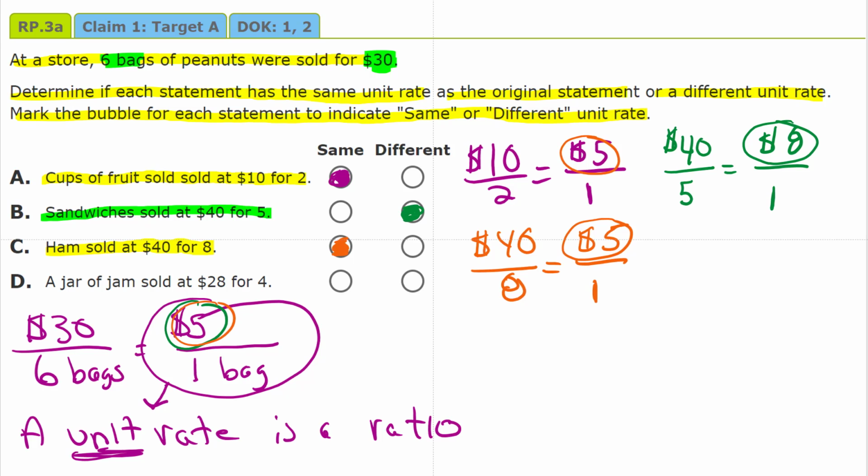D reads, a jar of jam sold for $28 for 4. So here's our work for that jar of jam. So we have $28 for 4, but again, we want a unit rate, and a unit rate means 1, so this is going to be 1. And so we're going to put a 7 right there, and that 7 is different.